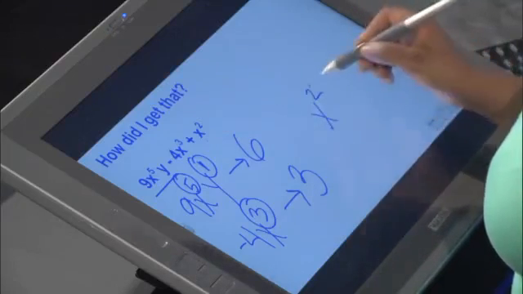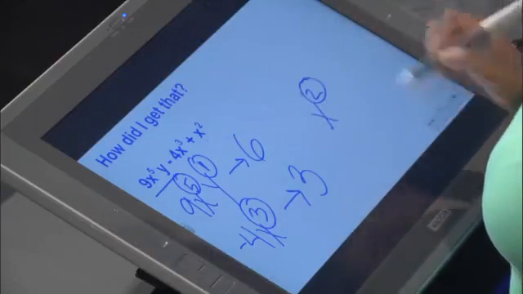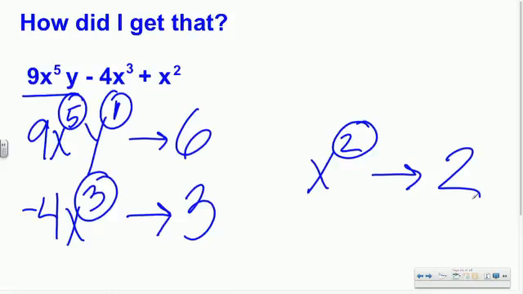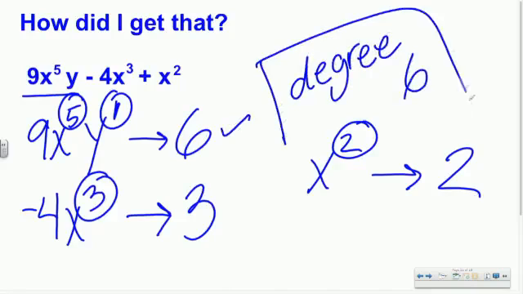Only one exponent to focus on, and it's a 2. So the degree of that term is 2. Then check all your degrees to see which one's the biggest, in this case the 6. So the degree of the polynomial was 6. And that's how I got that one. Okay? Let's keep going. A little more to introduce you to polynomials.